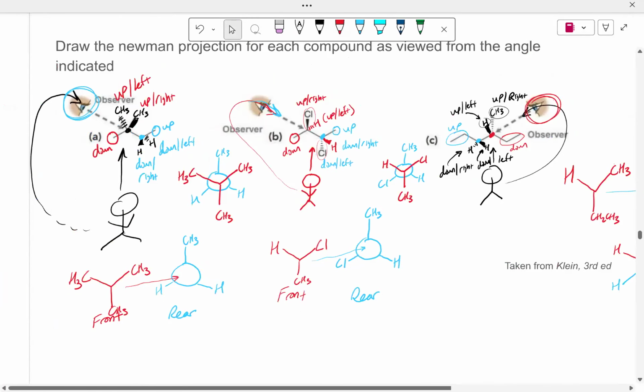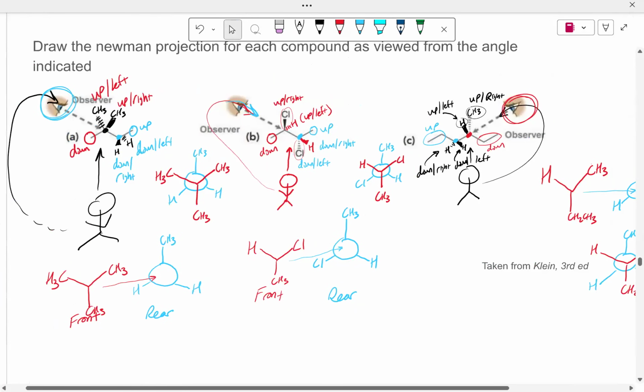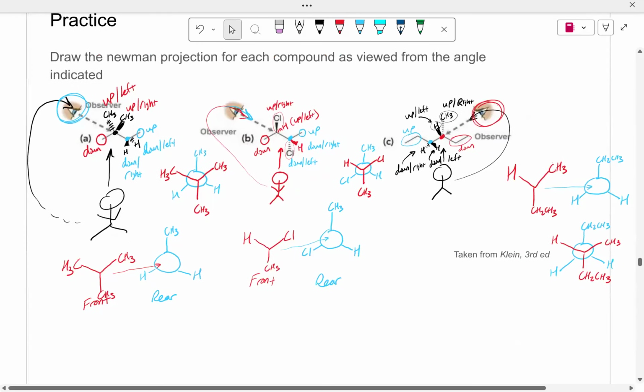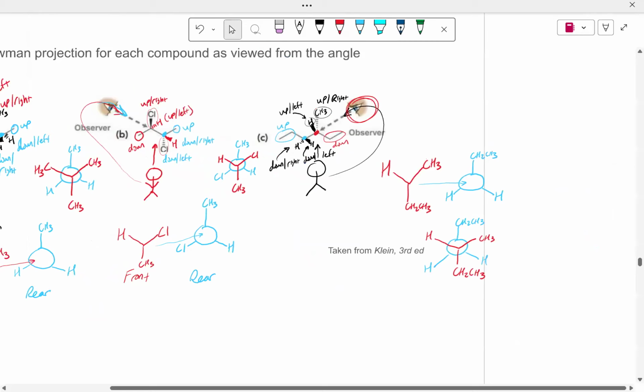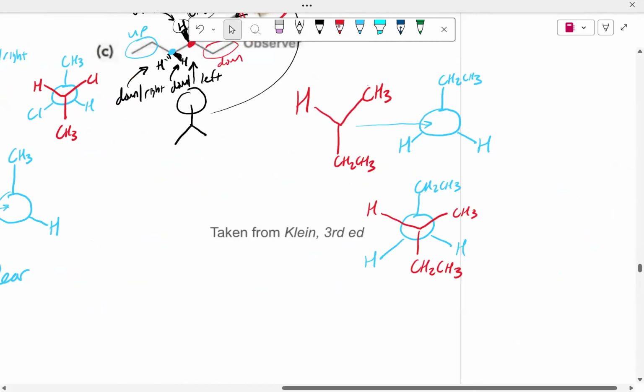All right, so I highly encourage you to work on some problems on this. Look in your textbook for some problems, because what we're going to do is take these Newman projections and use them to visualize the relative stability. What happens when I start to take one of these carbons and spin it around? What happens to the internal energy and to the internal stability of the compound as I rotate it 360 degrees around that single bond?